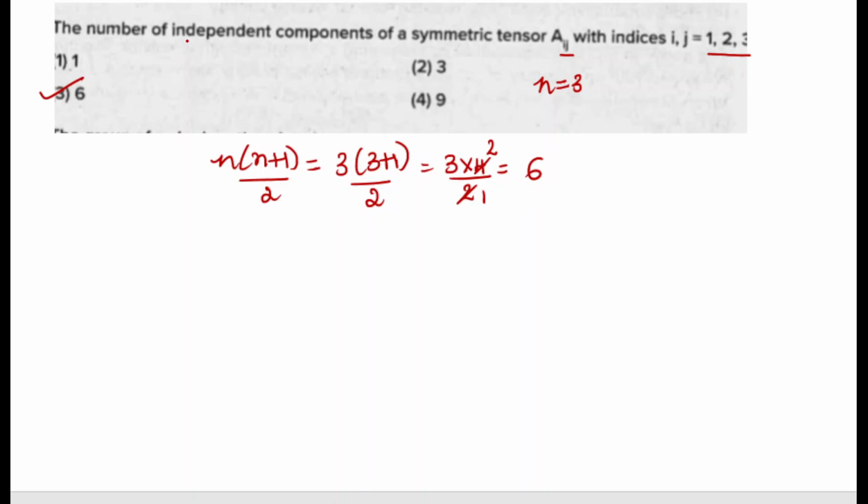I hope everyone is clear with these questions. I have solved all the questions which were asked in the previous years, that is 12 questions.